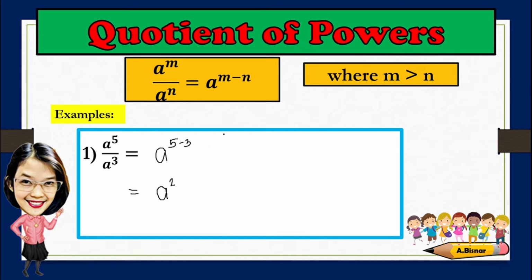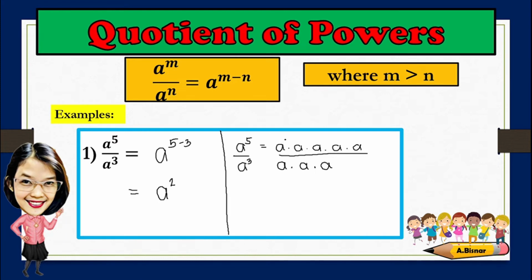However, there is another way on how you can solve this, through a long method. So let us show or illustrate a raised to the 5th power. This is equivalent to a times a times a times a times a. And our denominator is a cube. And this is equivalent to a times a times a.